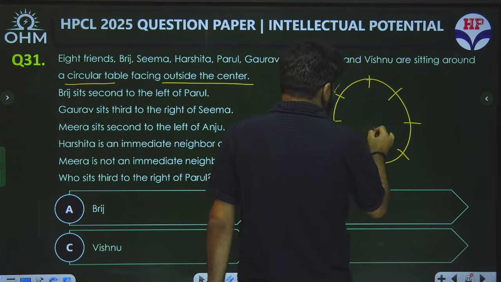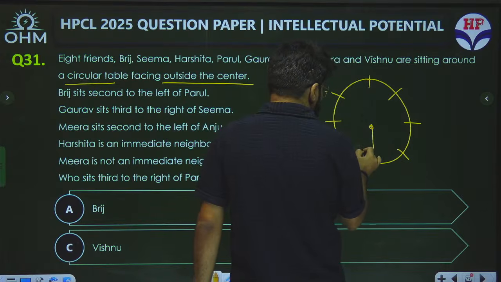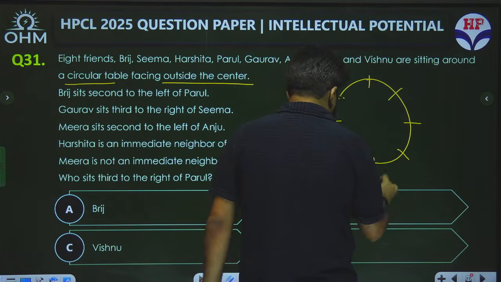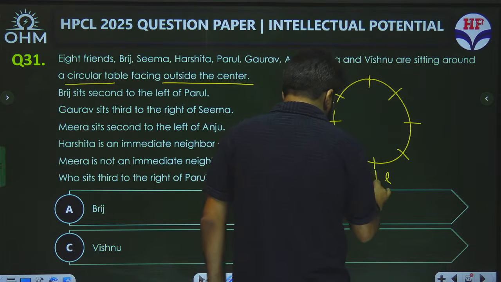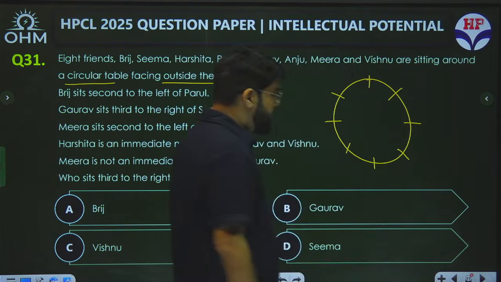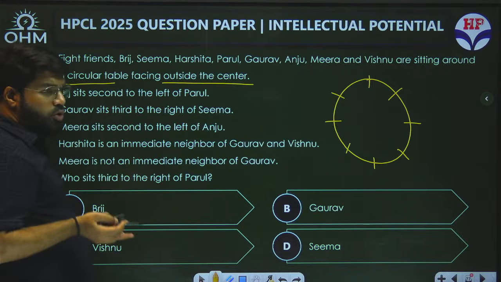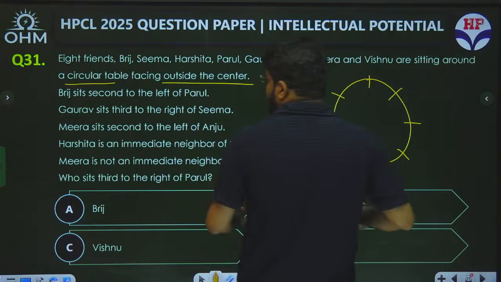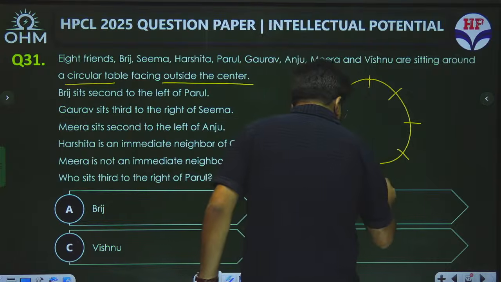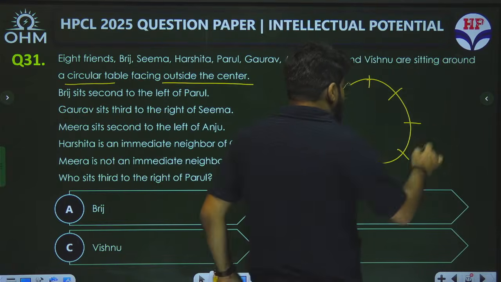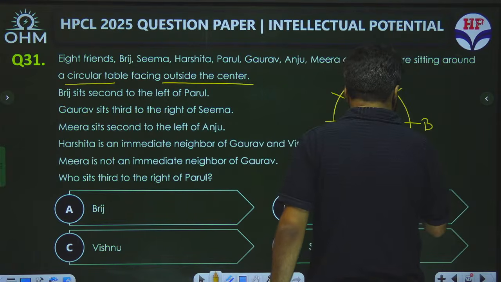Earlier the person was facing inside, so this is left, this is right. Now the person is facing outside, so this becomes left and this becomes right. So accordingly, you have to check. Now Brij is second to the left of Parul. There is no beginning, no ending. I can start anywhere. Suppose this is Parul. Brij is second to the left. Now left means this side. Here Brij, second left, 1 and 2.